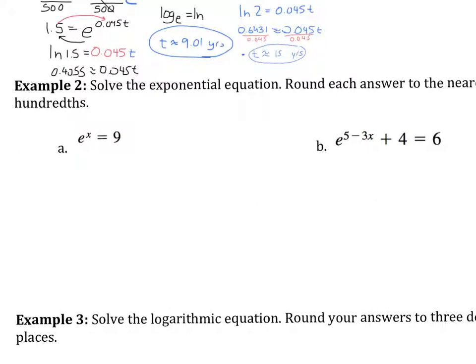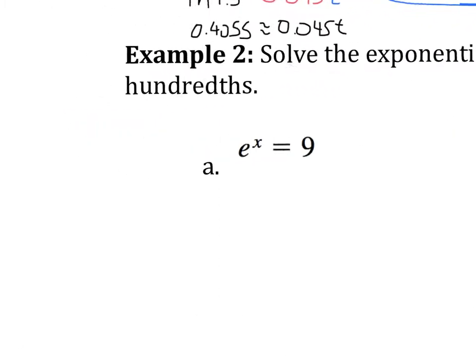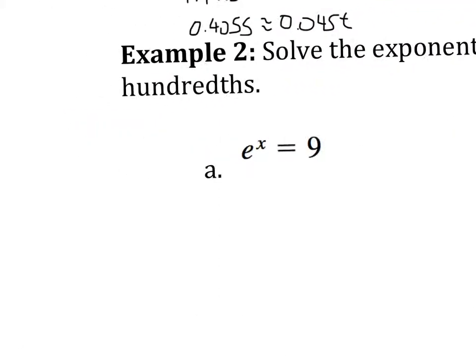We're going to solve the exponential equation. We're going to round each answer to the nearest hundredth. That's 2 decimal places. So what you need to remember, and we've mentioned this before, is that whenever you have log with a base e, we call that the natural log, ln.